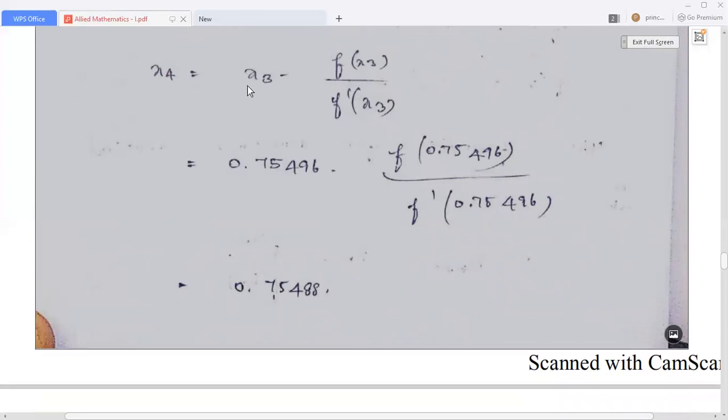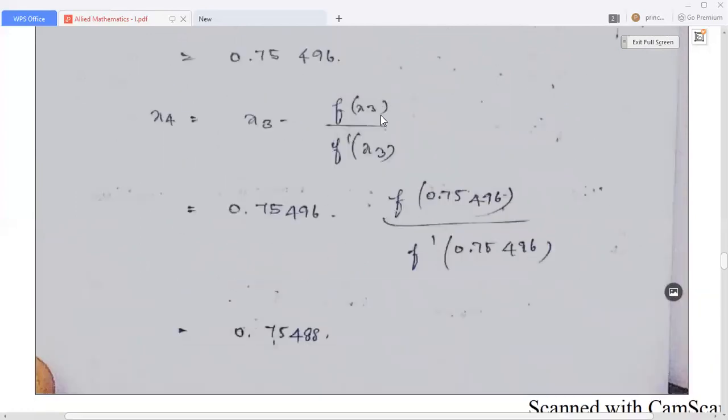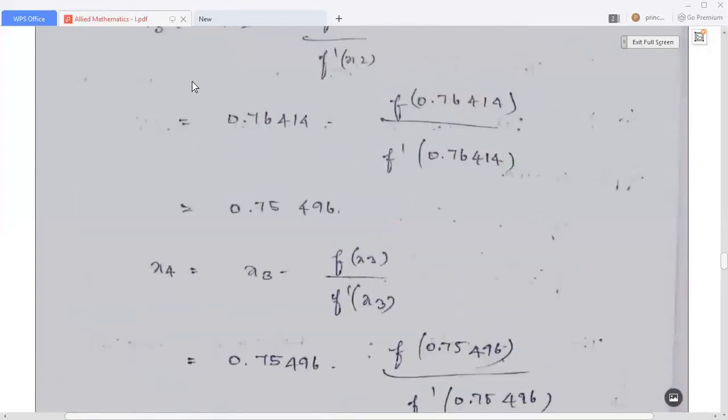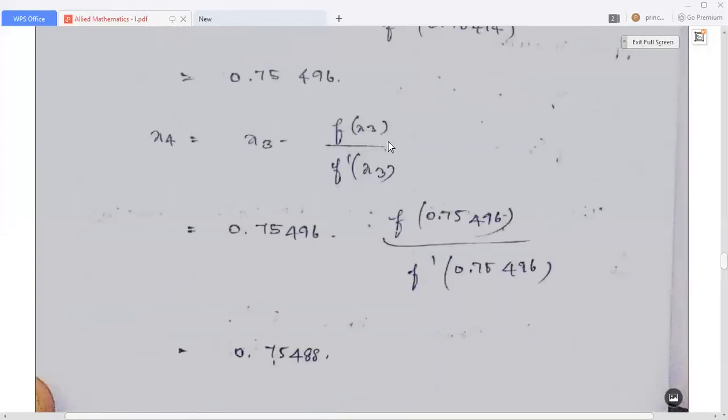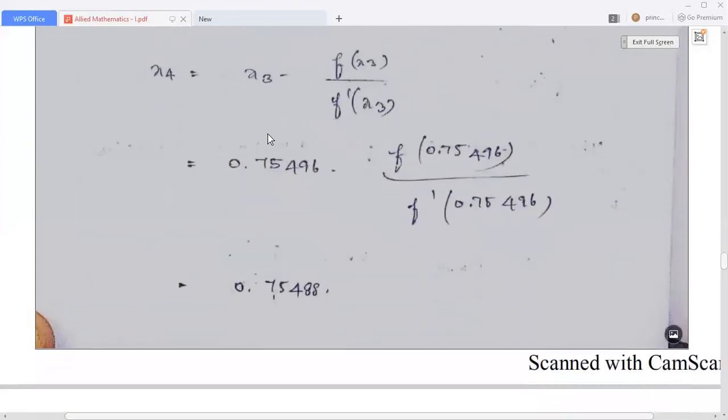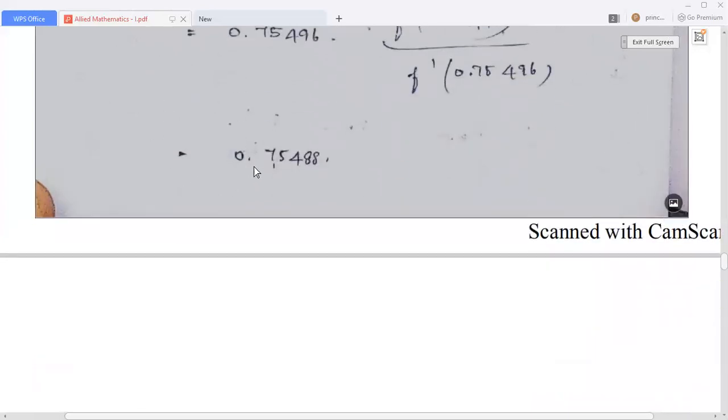Similarly, we calculate the fourth approximation x4. x4 is equal to x3 minus f of x3 by f dash of x3. To find x4 value, we need x3 value. So the x3 value is substituted in this formula, then we find x4. So x4 is equal to 0.75488.